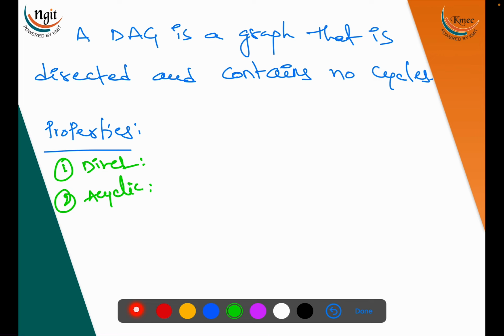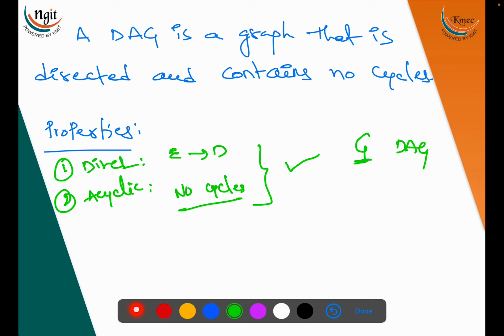So what are directed edges? Each edge has a direction going from one vertex to another vertex. That is what directed edges means. Acyclic in the sense that no cycles exist in the graph. These are the 2 properties. When these 2 properties are satisfied, then the graph G is said to be a DAG.